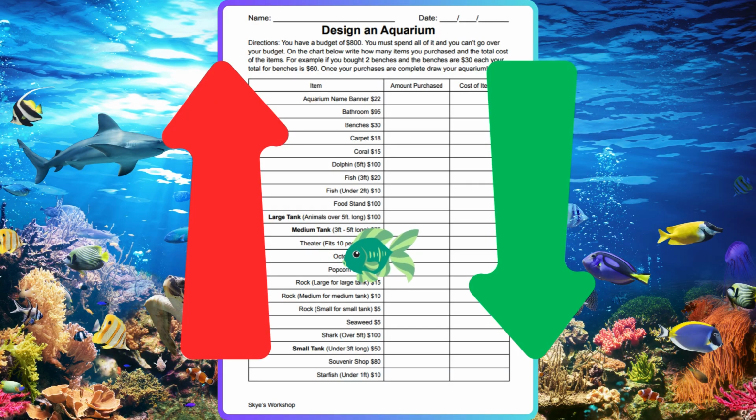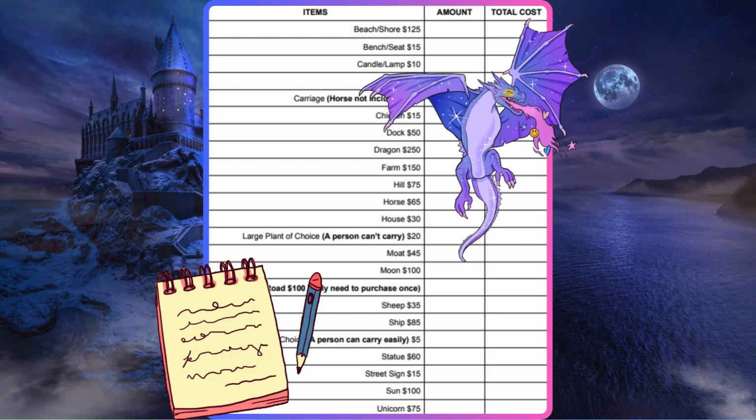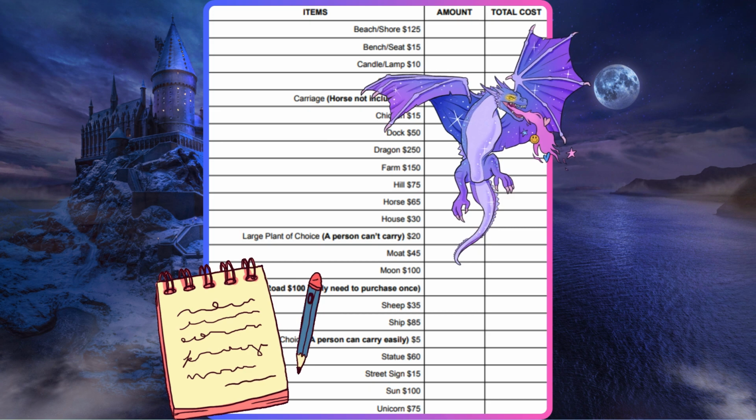It is important to note they must spend exactly their budget, no less and no more. This is what makes the activity challenging and allows students to use critical thinking skills. Students will keep track of their purchases on their document sheet.